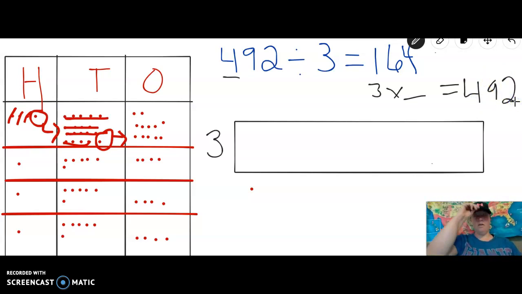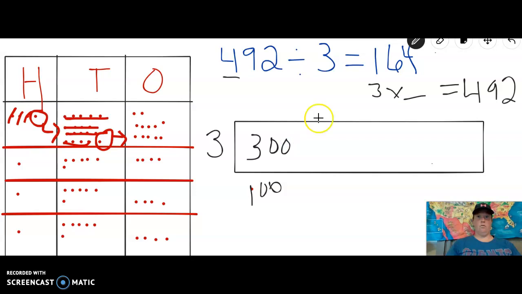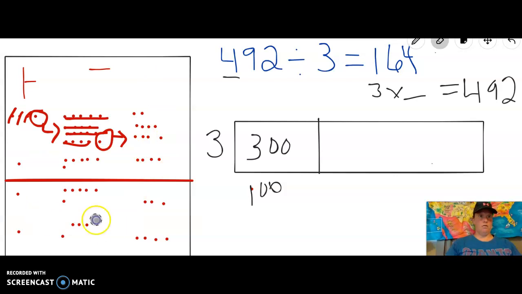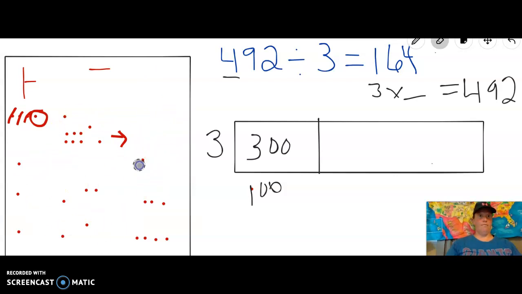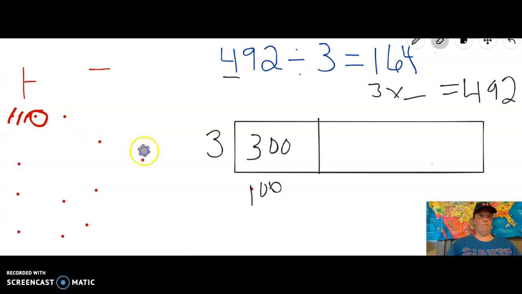All right. So if this is the hundreds place, we know that 3 times 100 is 300. Okay, so 492 minus 300. What do we have left? You could probably do it in your head. If not, go ahead and show that. So we could do, let's get rid of this so we can see it. Just give me a moment. Perfect.